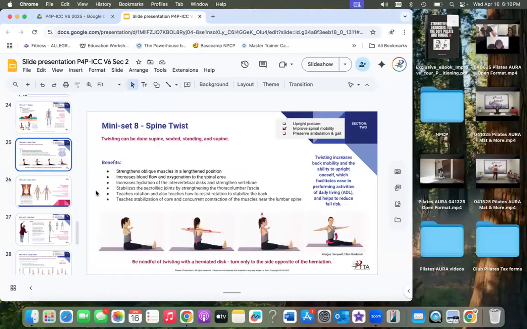Spine twist, improving spinal mobility. Now, again, making you think, why would I introduce a spine twist? What am I seeing that's making me think we've got to get the spine moving here? What might I be seeing? Just throw it out there. There are many different answers, but I want to see how you're thinking.